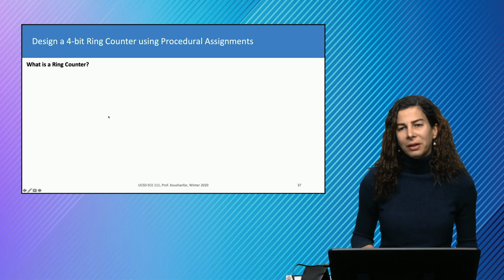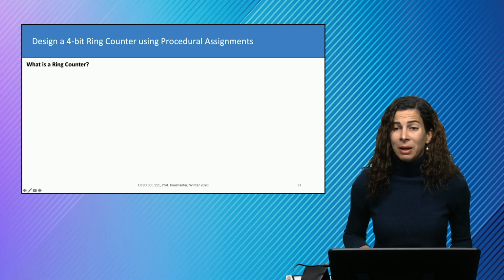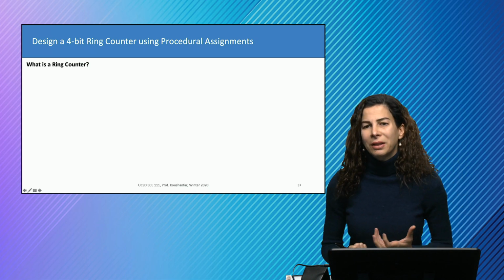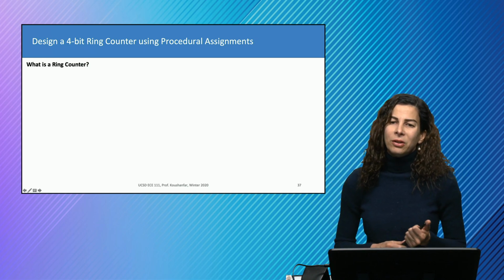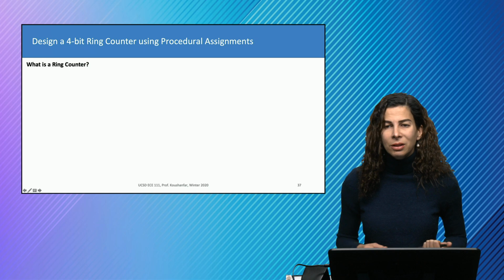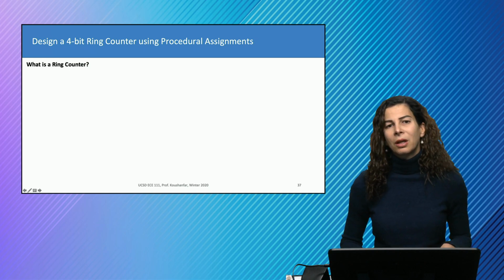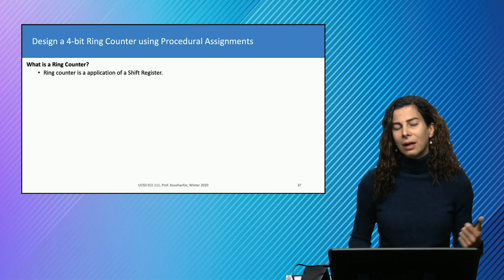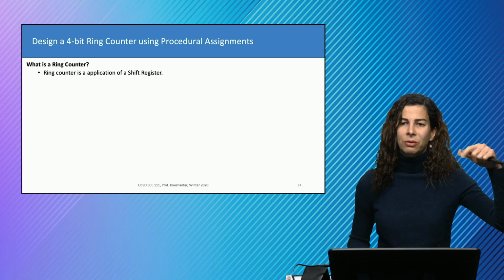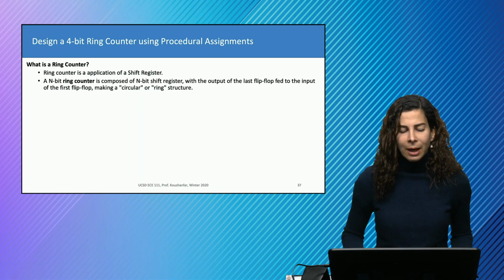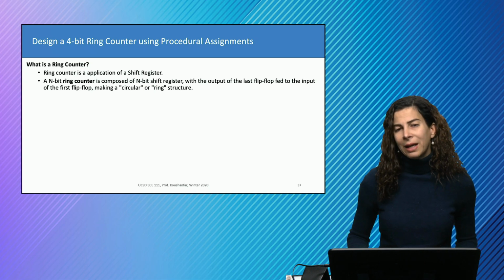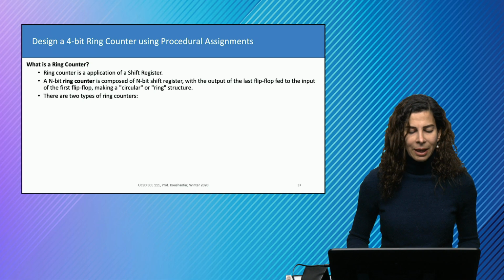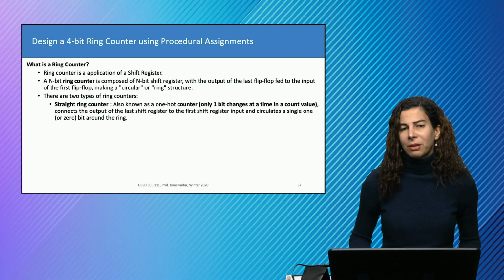So let's go to another example, a counter. That's an example that arises a lot in digital circuits. There are different ways to design counters. The simple ring counter is just the one that ripples, like an application of a shift register. Basically, it ripples the values out. So if you have an n-bit shift register, you could make an n-bit counter, and then there are two types of ring counters.